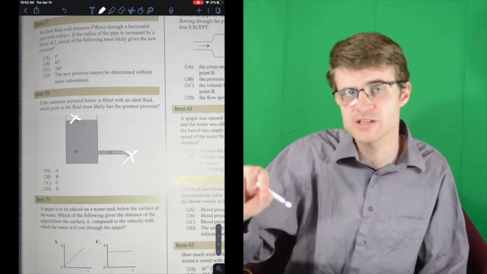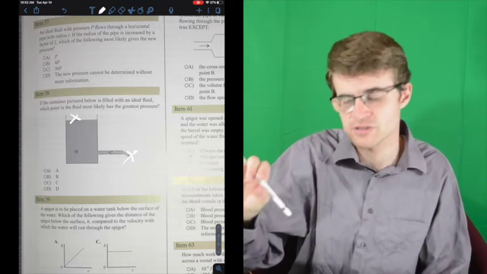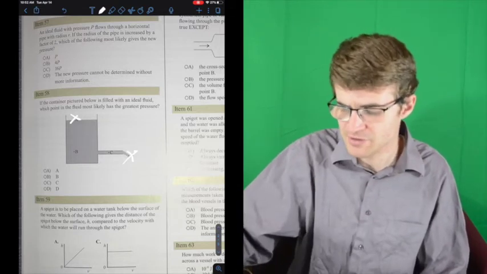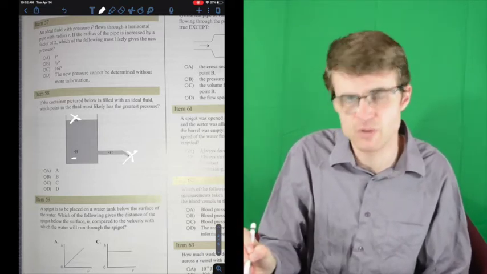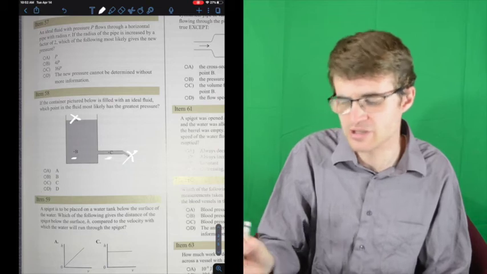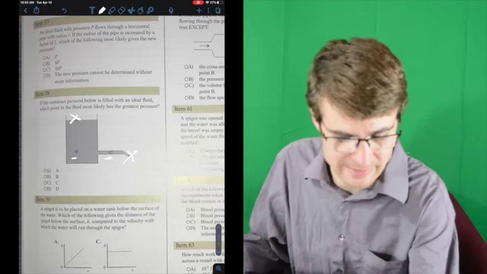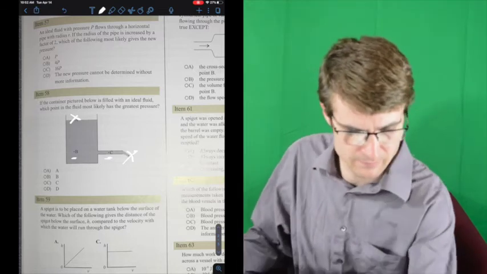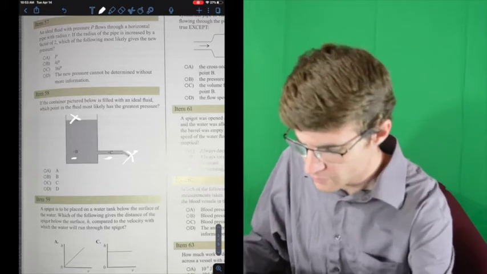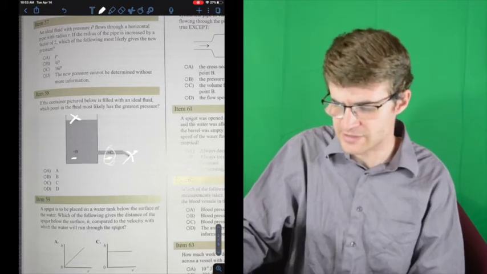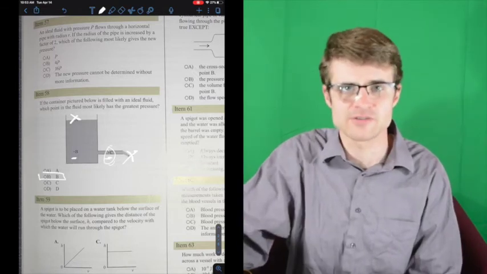Remember that Bernoulli's principle, though, says that the faster a fluid is moving, the lower the pressure. We can ask ourselves, where is the fluid moving the fastest in this apparatus? Is it moving faster here while it's sitting in the tank, or is it moving faster here as it's preparing to exit? And I would argue that it's moving faster at C. And so if it's moving faster at C, that means the pressure is lower there, so B is the correct answer for that one.